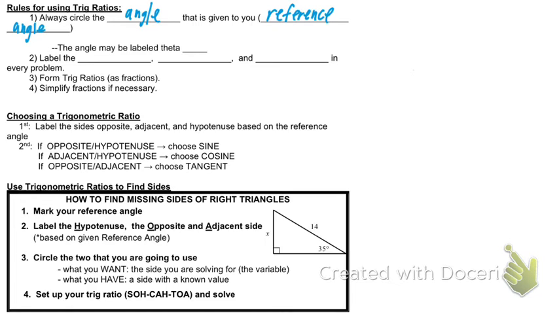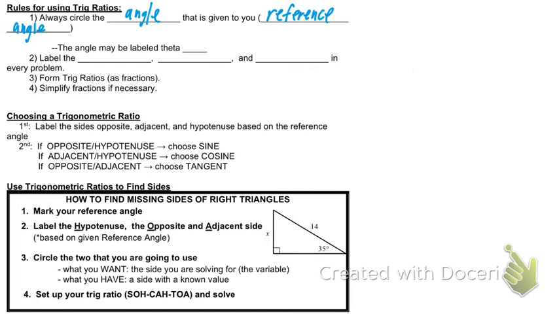So when we're saying the reference angle, that's going to be the angle we're given. Just a moment ago when we circled angle A or angle B on that problem, and I said, hey, from there, let's label opposite, adjacent, hypotenuse, that angle we circled would be the reference angle there. Does that make sense?